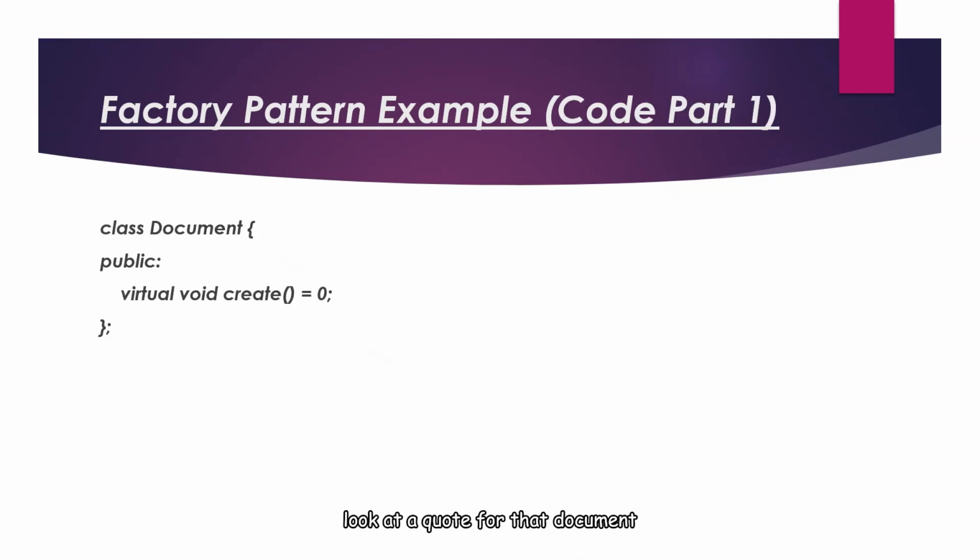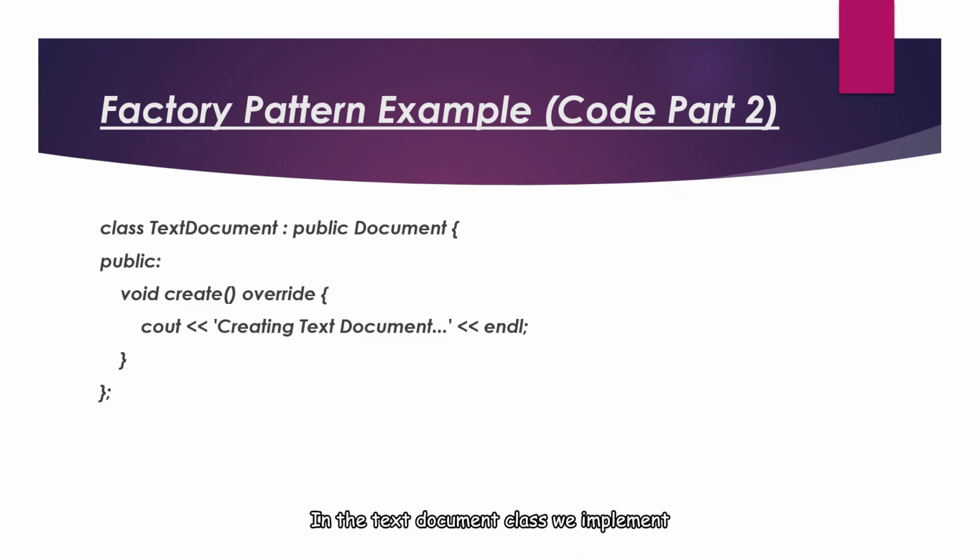Let's look at the code for the Document interface. The Document interface declares the create method, which must be implemented by every specific document class. This ensures that each document type shares a common interface so that the system can interact with all the document types uniformly.